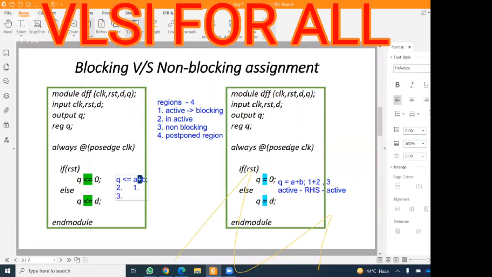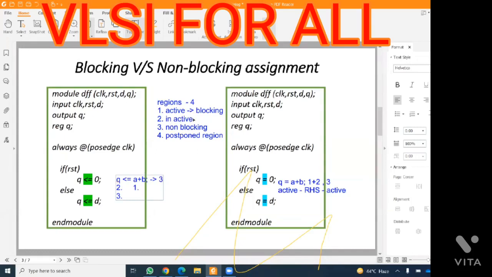So it will calculate this in the same region, that is active. The value will be 3 in both cases, but it will not assign immediately. It will hold this value. It will save that A plus B is 3, but I am not going to assign right now. I will execute all the things which are present in active, and I will execute anything in inactive. Then in non-blocking, I pick this value 3 and assign it to Q.